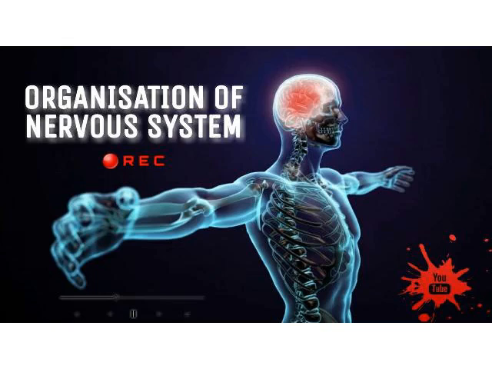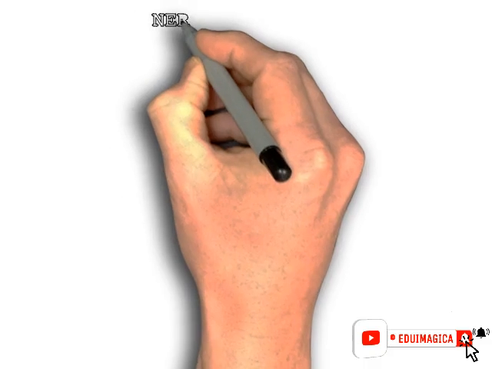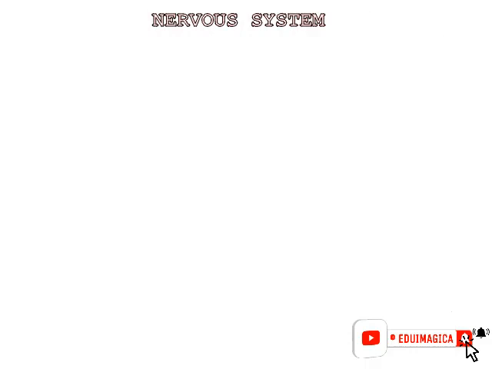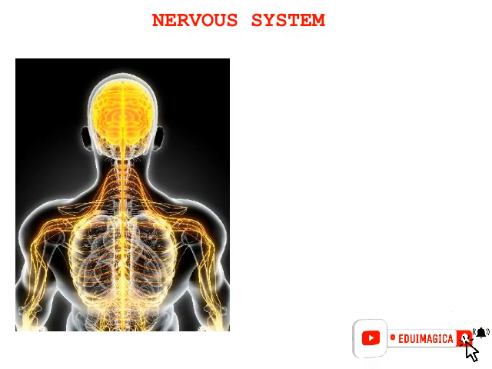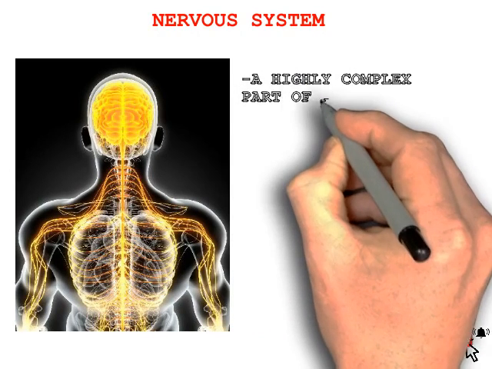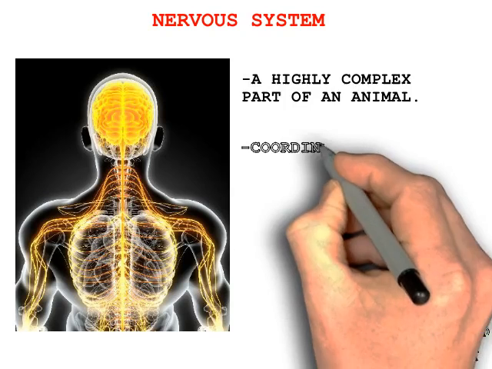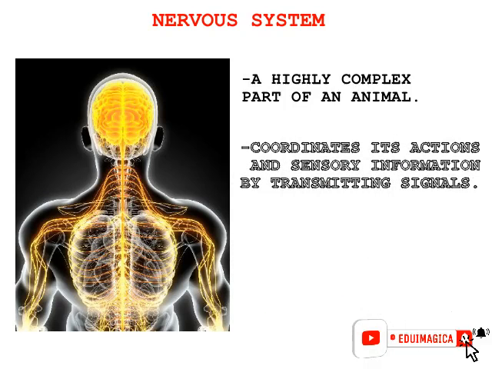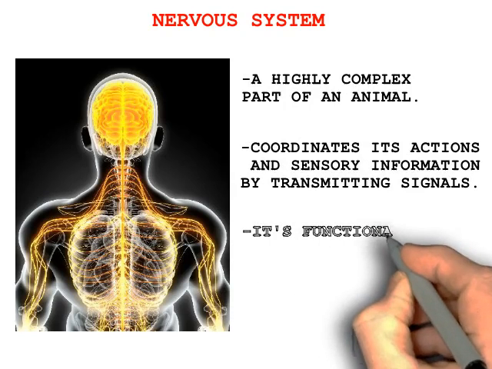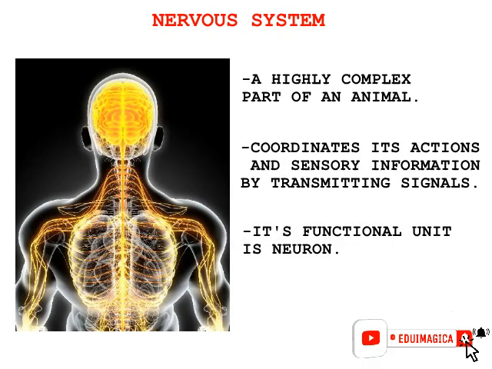Today we will learn about the organization of the nervous system and a brief introduction to the nervous system. So let's study the nervous system. What is the nervous system? The nervous system is the master of all organ systems in the human body, and it is the highly complex part of an animal. It coordinates its actions and sensory information by transmitting signals. And we all know that the functional unit of the nervous system is the neuron. So now let's study the structure of the neuron.